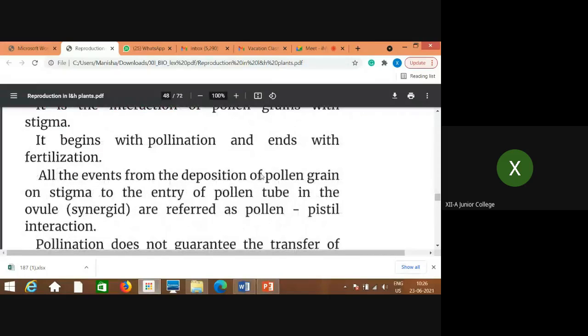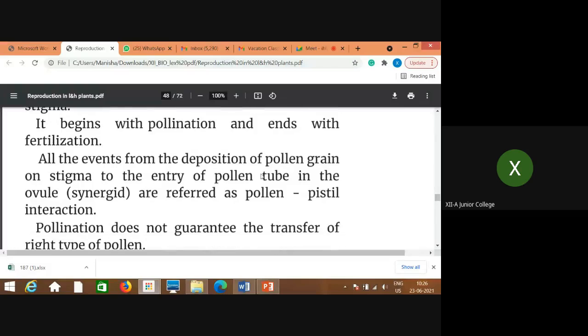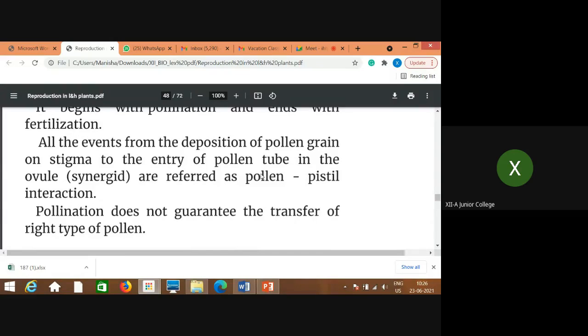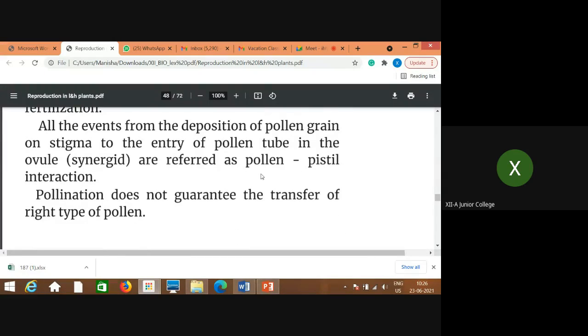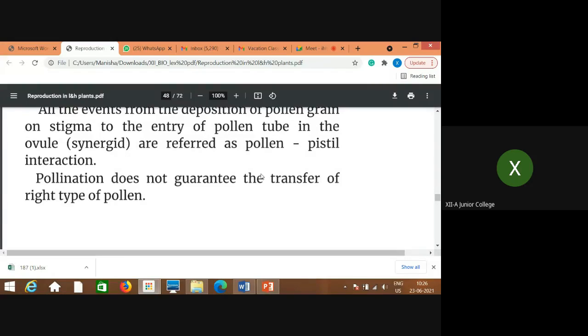are referred to as pollen-pistil interactions. Now, how do these pollen grains interact with the stigma or the pistil, that means the carpel? That is what we will study now.